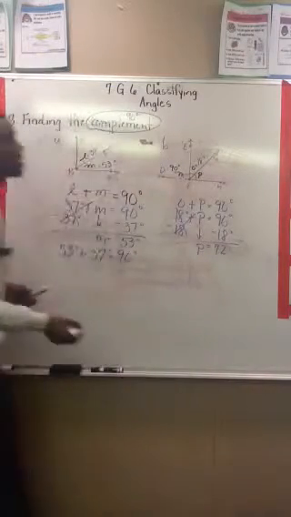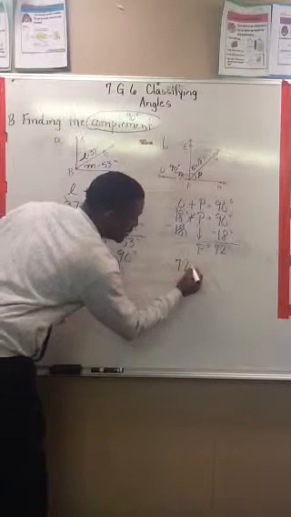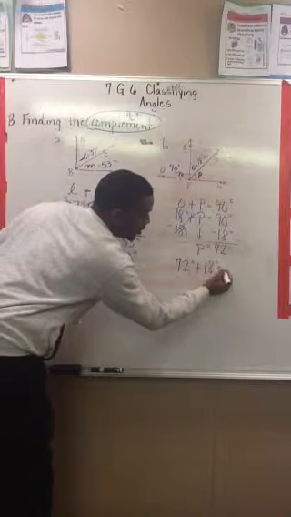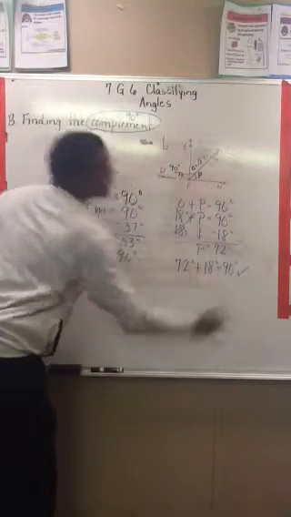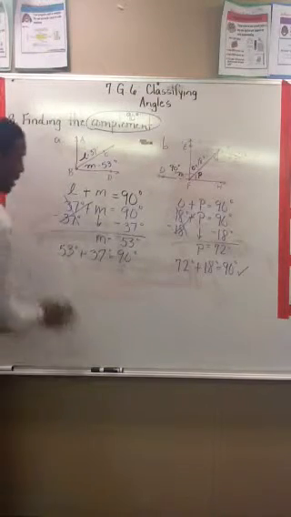I use inverse operation to check my math. So 72 degrees plus 18, which is what I started with, should give me 90 degrees. And it does. And that's how we find the complement. Okay?